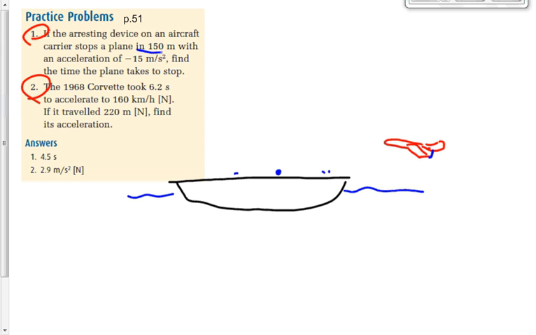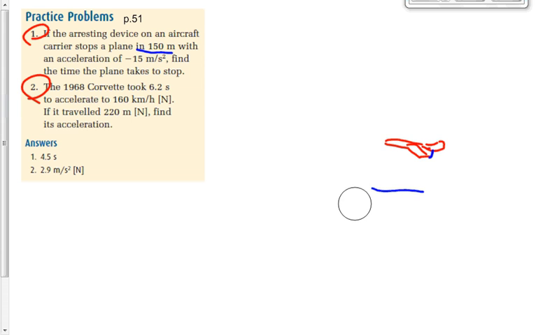Anyways, a plane stops in this question at 150 meters with an acceleration of negative 15. Clearly, it's a Group B problem where we have an acceleration, slowing down. Okay, let's write down our givens and then see which of those 5 Group B equations will allow us to solve this question.